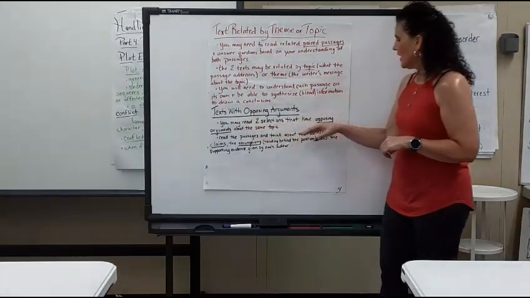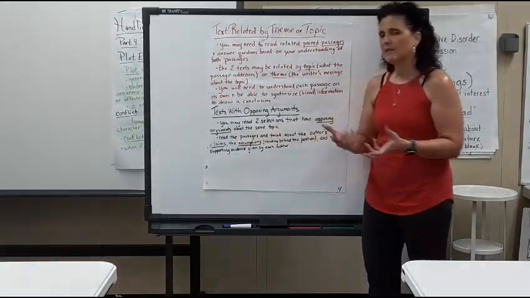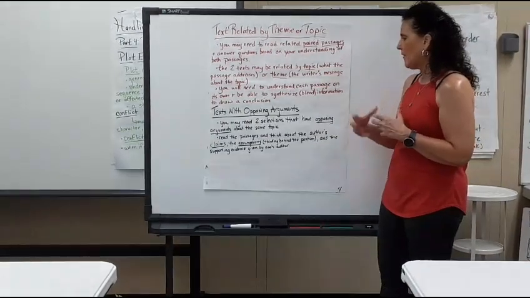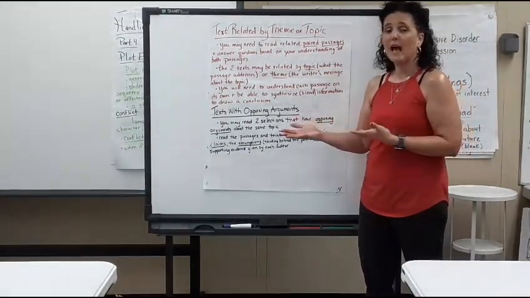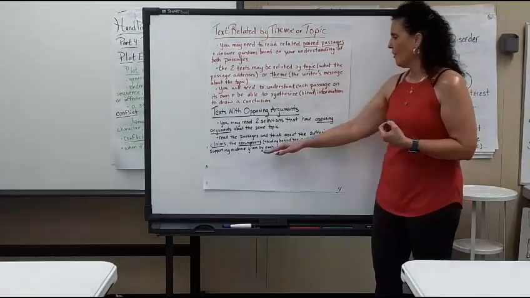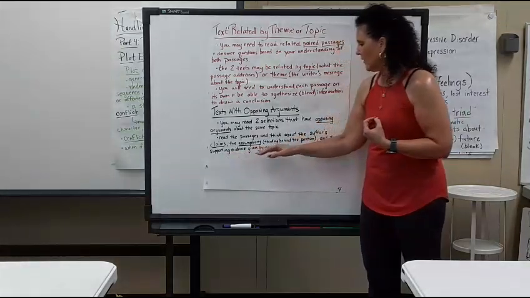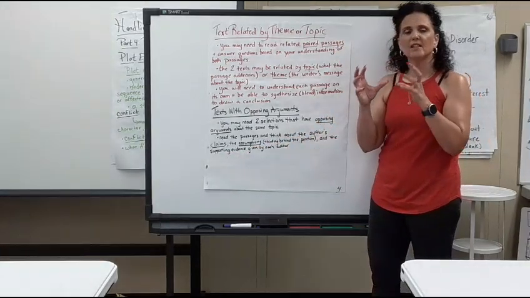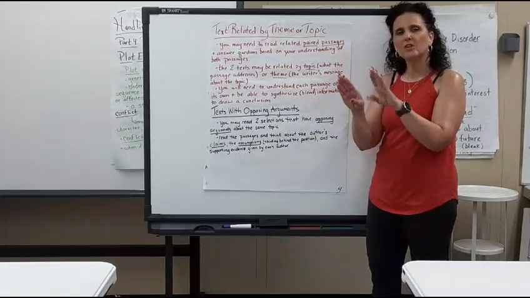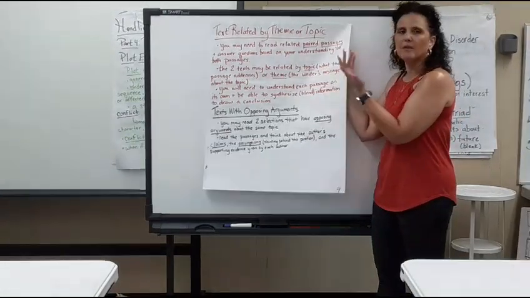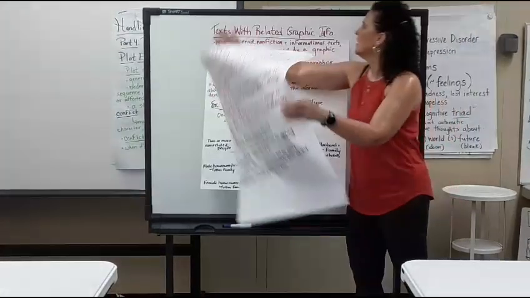You may read two selections that have opposing arguments about the same topic. Read the passages and then think about the author's claims, what are they saying, and the assumptions, the thinking behind their position, and supporting evidence given by each author. So there are several things to think about when you're comparing these two articles with opposing views. And then you can make some inferences based on that.